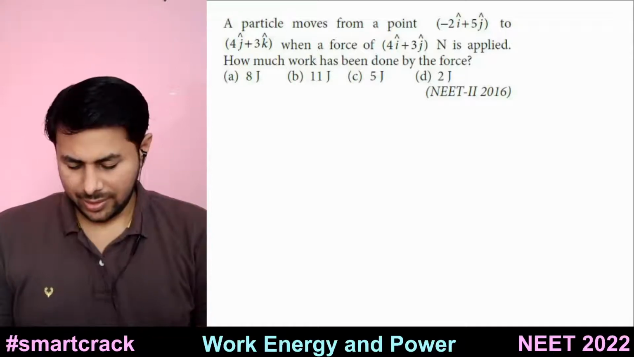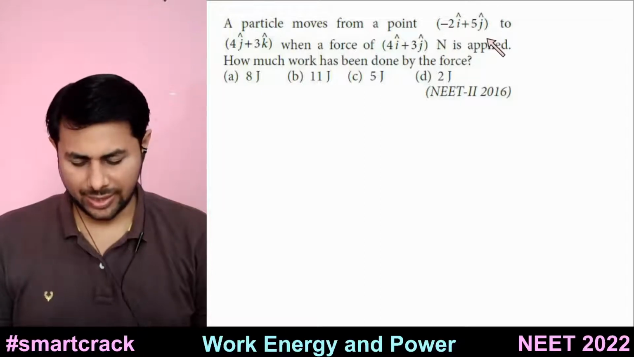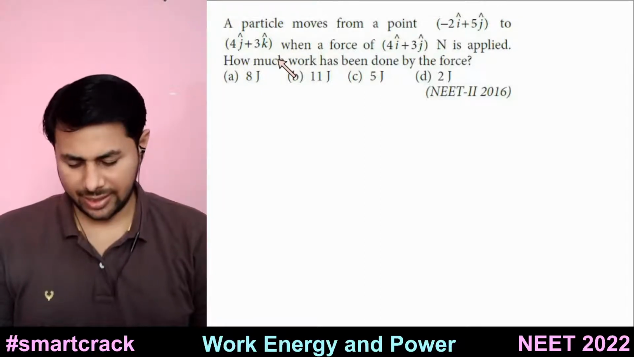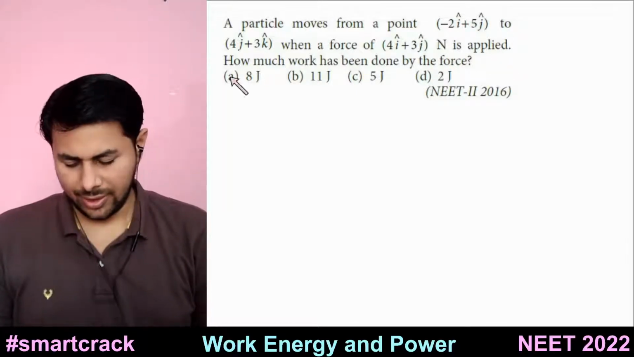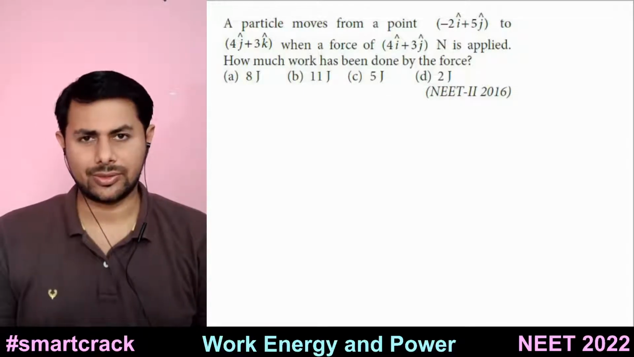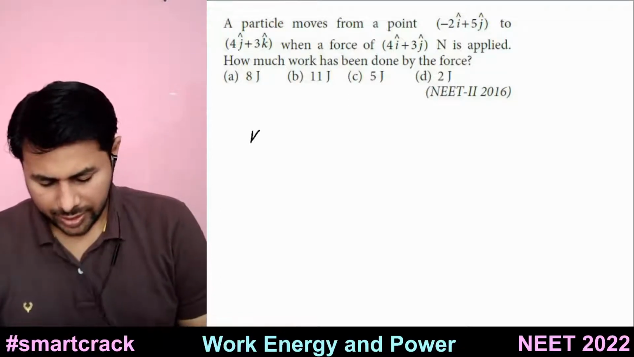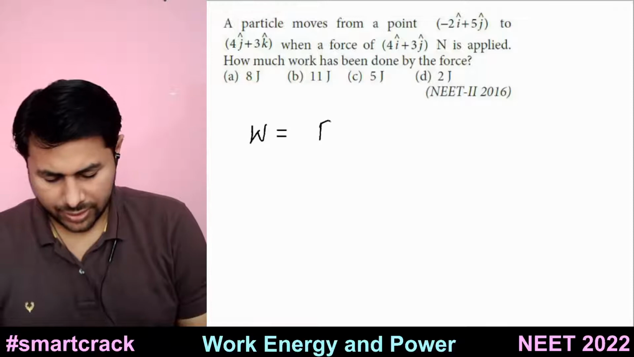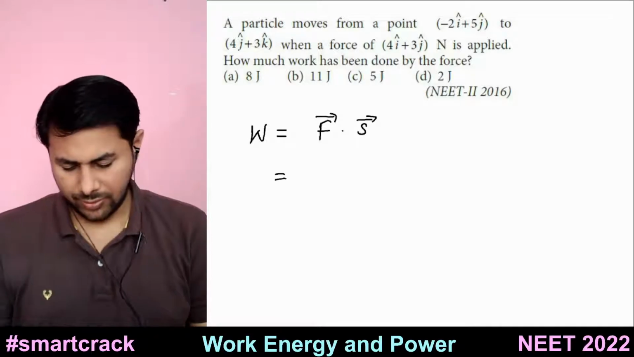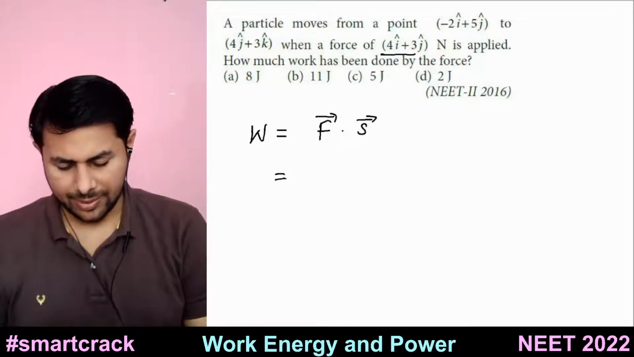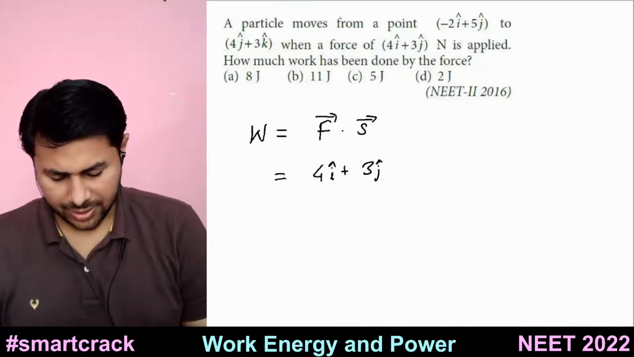So the next problem is, a particle moves from this point to this point. Okay, minus 2 i cap plus 5 j cap to 4 j cap plus 3 k cap when a force of 4i plus 3j Newton is applied. How much work has been done by the force? This is what we have to find out. So we know what work is. Work equals the dot product of force and displacement. Okay, so how much is force? It is 4i cap plus 3j cap. So 4i cap plus 3j cap is the force.